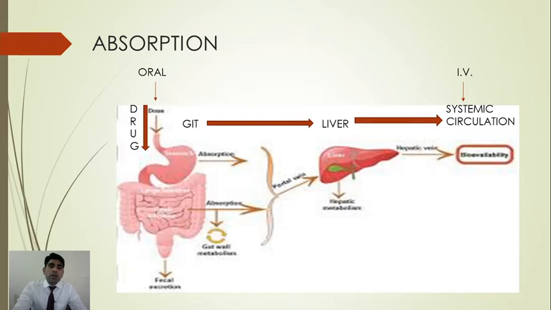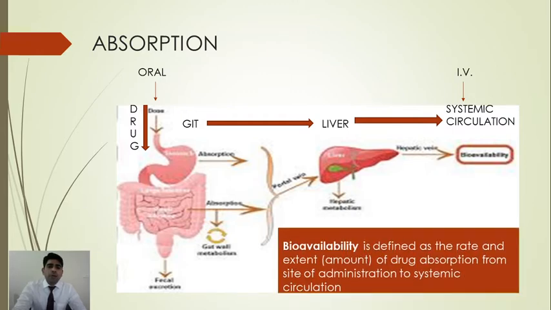Now we are coming to the first part of pharmacokinetics, that is absorption. When we talk about absorption, bioavailability itself comes into play because they are very closely related. Bioavailability is nothing but the rate and the extent of absorption. Got it? And from where to where? It is from the site of administration to the systemic circulation.